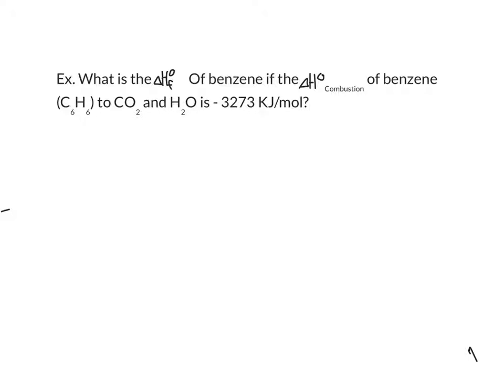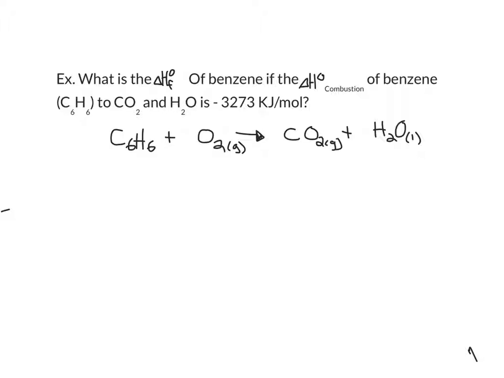So in our second example, we want to know what the enthalpy of formation of benzene is if the enthalpy of combustion of benzene, which is C6H6, to carbon dioxide and water is negative 3,273 kilojoules per mole. So the very first thing we need to do is create a balanced chemical equation. So if we write out the combustion equation for benzene, it looks like this. Benzene plus O2 reacts to produce carbon dioxide and water.